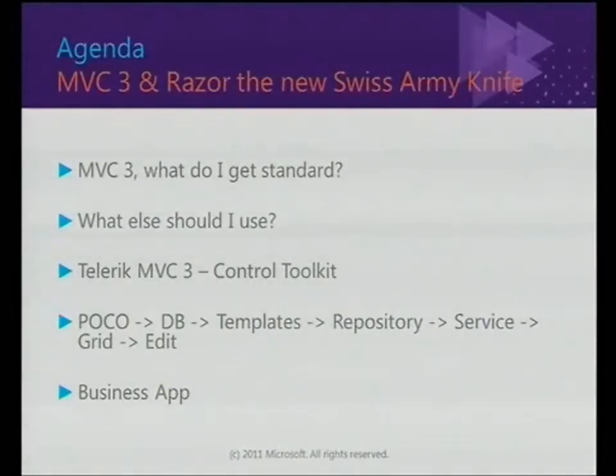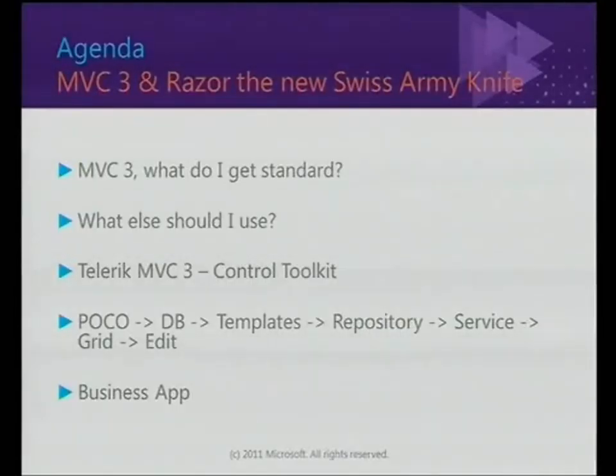So just a bit of an overview. MVC3, what do I get standard? I'm just going to take you through basically once you've installed MVC3 Razor, what can you do with it? Then what else should I use? Because like all good frameworks, there are lots of different plugins and other gadgets that actually help with your productivity. And that's what we're all about as developers. Telerik MVC3 Control Toolkit. It's my favorite control toolkit and I use it today in my app as a free version if you want to just learn and do an open source project, otherwise there's a license required.